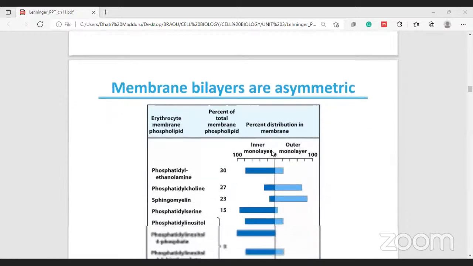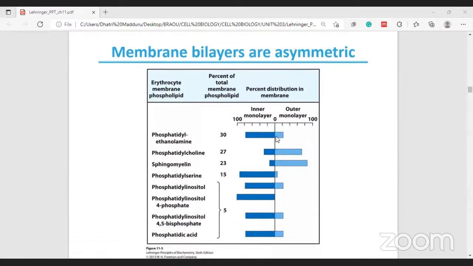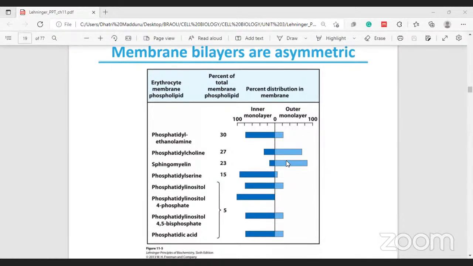Okay. So you can see here, phosphatidylethanolamine is more in the inner leaflet. And phosphatidylserine is also inner. Phosphatidylinositol, phosphatidylinositol 4-phosphate, phosphatidylinositol 4,5-bisphosphate, and phosphatidic acid. These are all more in the inner leaflet. But phosphatidylcholine and sphingomyelin, these two are more in the outer leaflet. Okay.